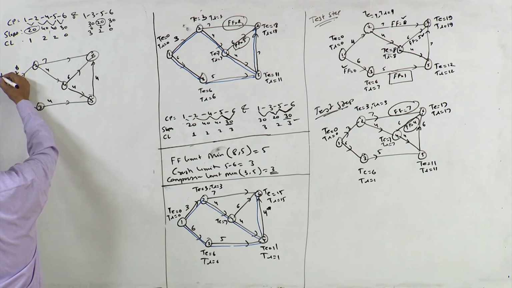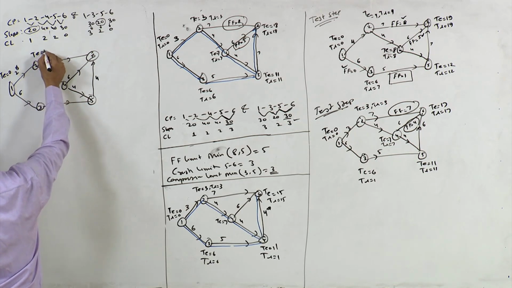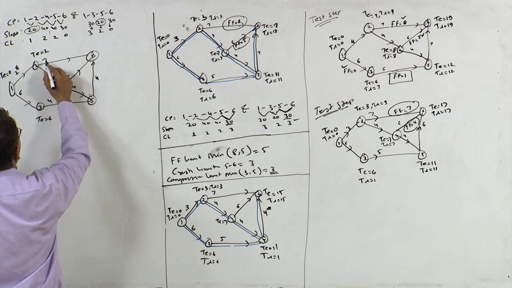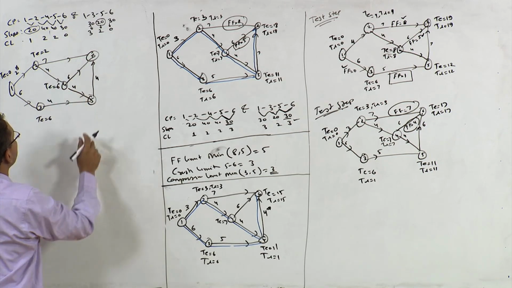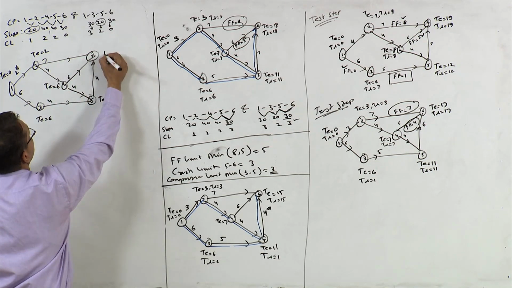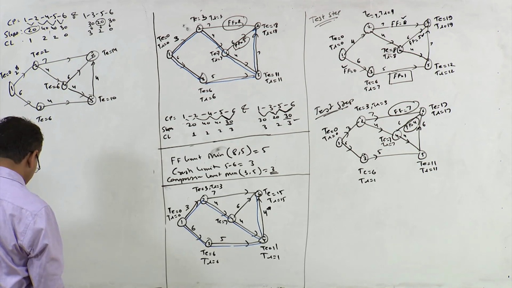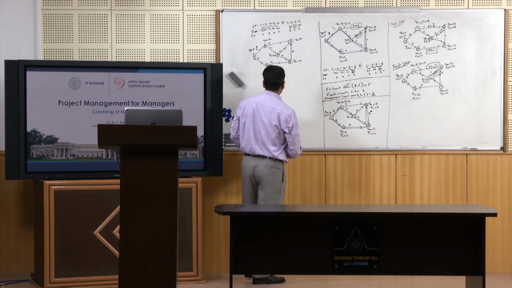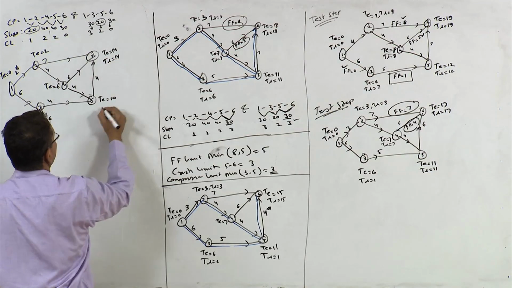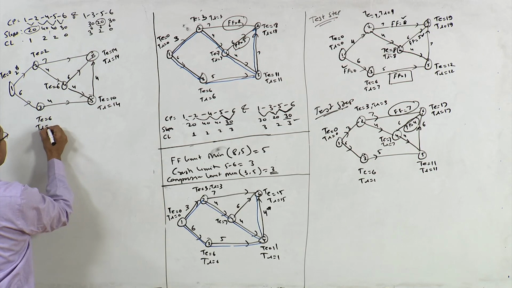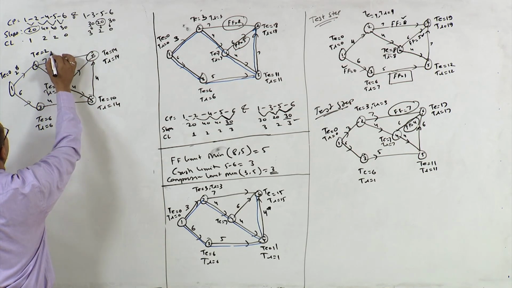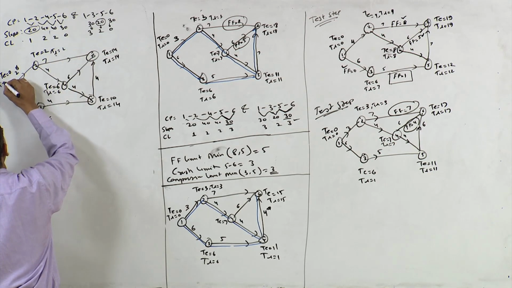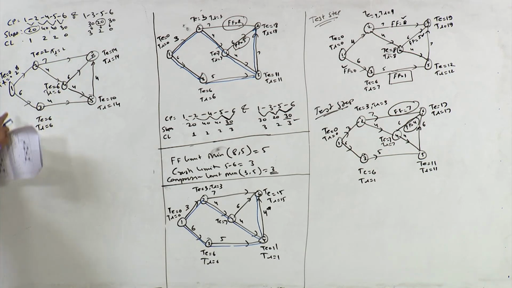Let us look at all T's and TL values. T here is 2, T here is 6, TE here is 2 plus 4, 6, right? And this is 10, this is 14, isn't it? Let us calculate TL values. So TL here is 14, TL is 14, TL is 6, TL is 6, TL is 2, right? And TL at node 1 is 0, right?